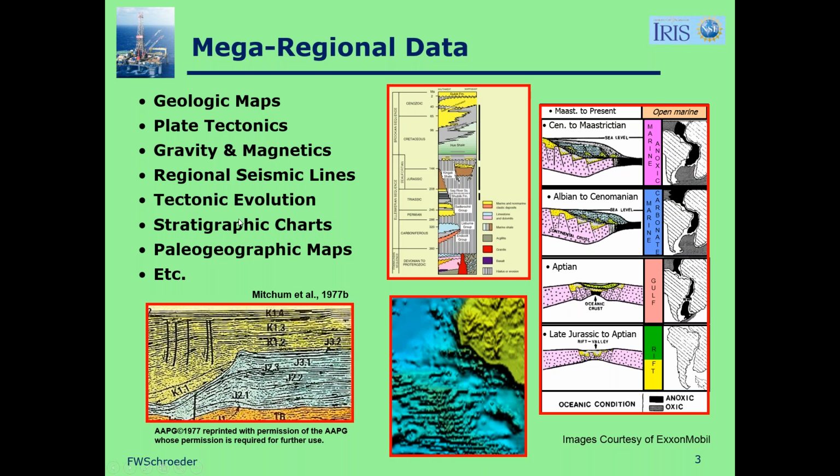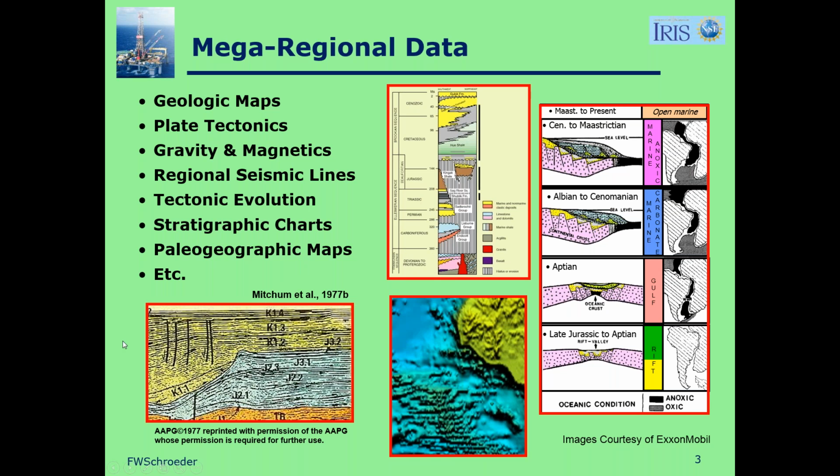We want to look at the tectonic evolution of the area. We want to put together a stratigraphic chart, such as shown in the upper middle. We may put together some paleogeographic maps and anything else that might help us understand and unravel the geological history, and then be able to interpret the potential to find oil and gas.